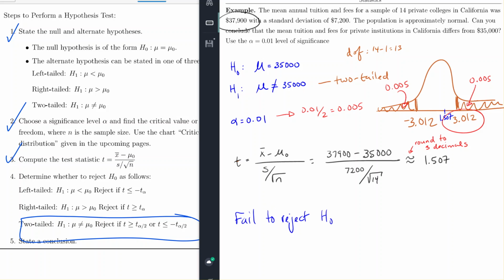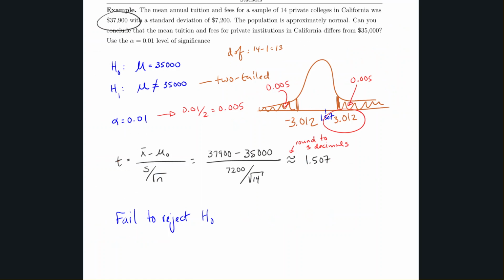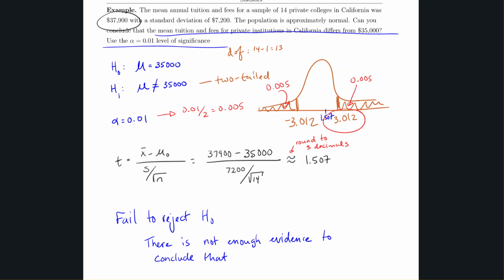And we know when we fail to reject, all we can say is there's not enough evidence to conclude that whatever we were looking for occurs. So let's phrase that in terms of this problem. So I begin with there is not enough evidence to conclude that, and then what were we trying to conclude? That the mean tuition and fees for private institutions in California differed from $35,000.